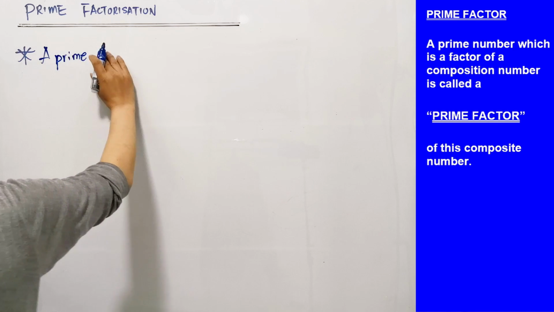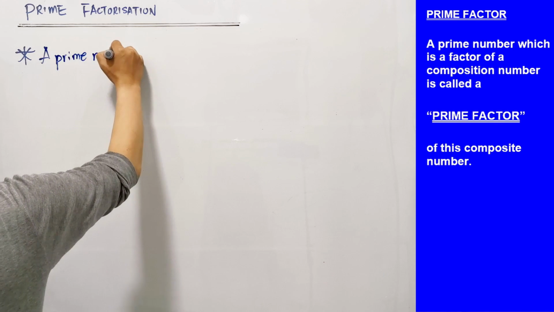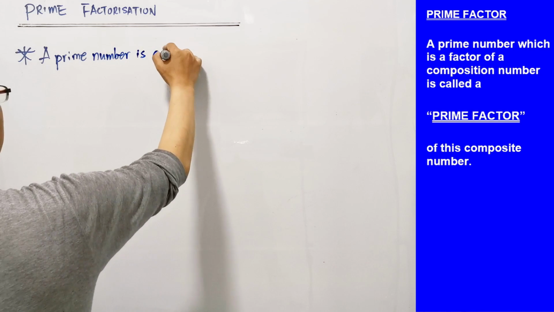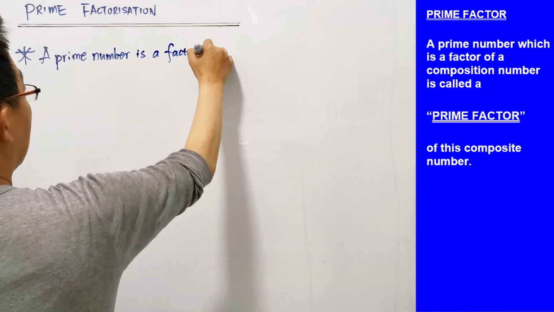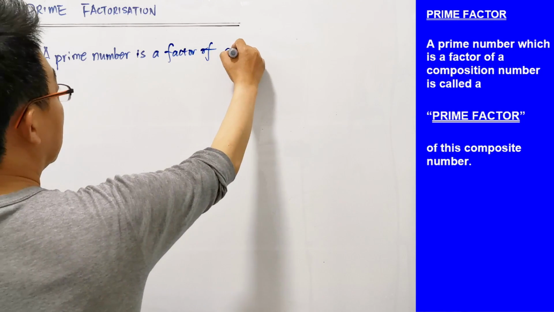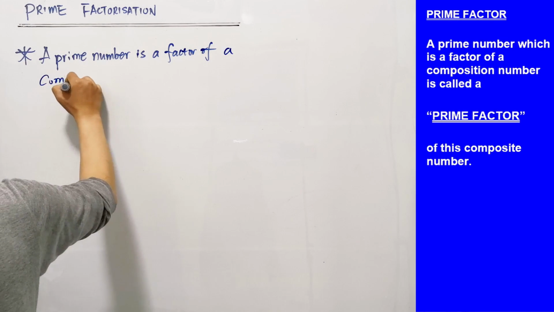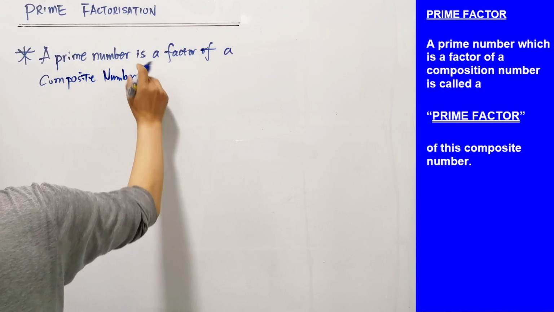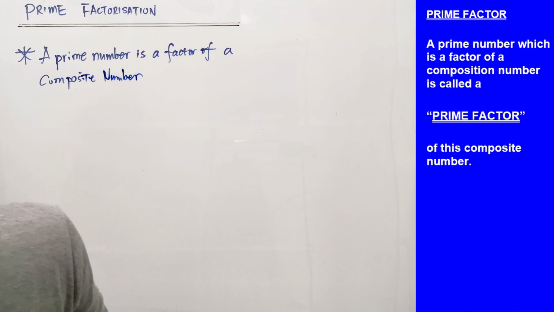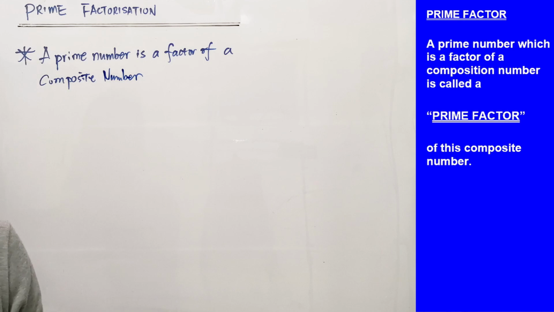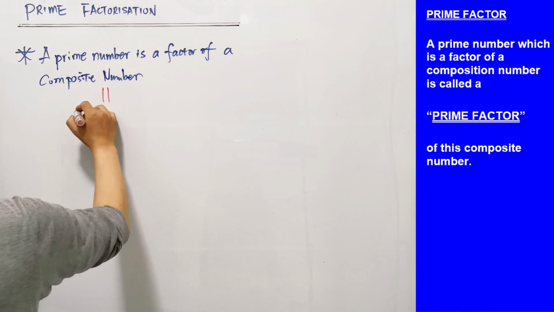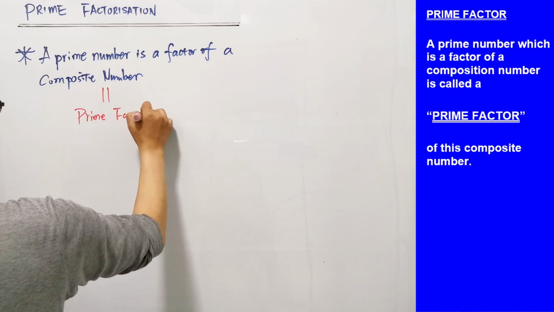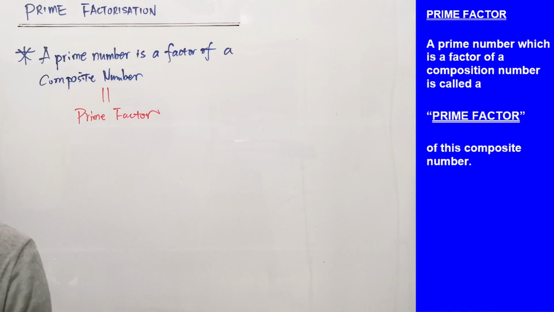A prime number is a factor of a composite number. So what do we call that? A prime factor. Okay, so we call it a prime factor.